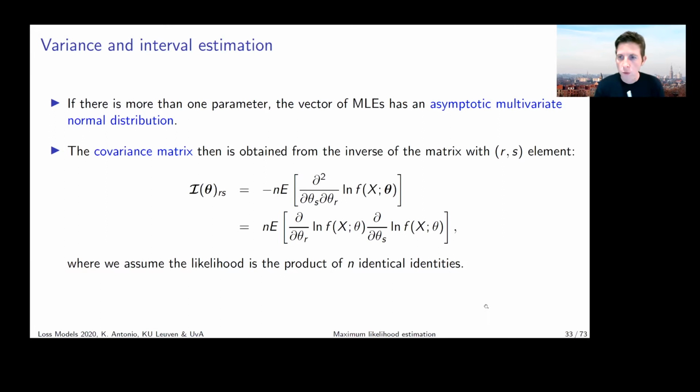And that's the matrix with element R and S, say, given as follows. So now you're not going to work with the second order derivative with respect to theta, but you're going to take the derivative with respect to theta R and then the derivative with respect to theta S, or vice versa, right? And here you recognize again this equivalent form, or you're going to work with the product of the derivative with respect to theta R of the log density and the derivative with respect to theta S of the log density. So these are the elements that I need to put in my Fisher information matrix when I'm working with a parameter vector theta that has dimension larger than 1.